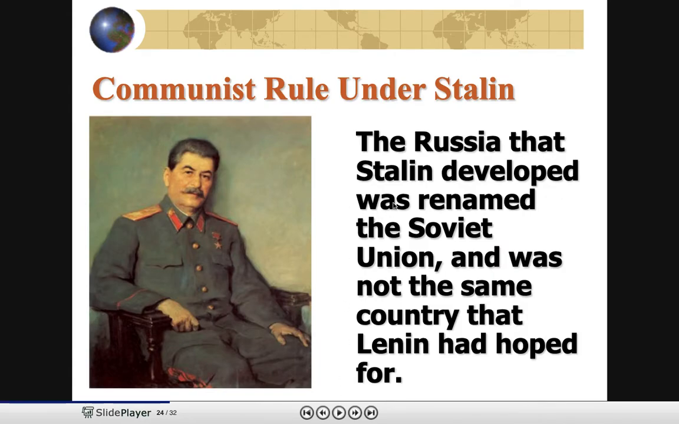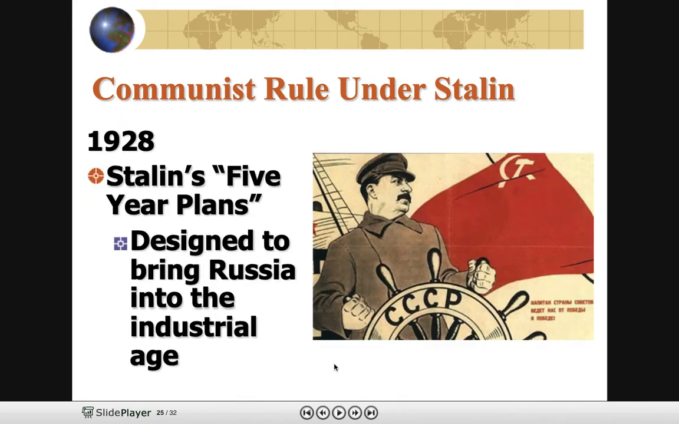Then, basically, when Stalin took over, Russia was renamed Soviet Union. Okay, and he screwed everything up. So you need to know that Stalin, Soviet Union. He had a 5-year plan, okay? And again, years aren't necessarily super important, like I'm never going to ask you about 1928.